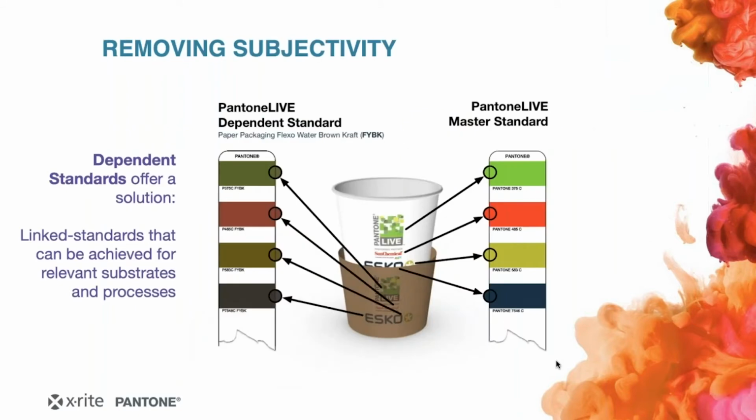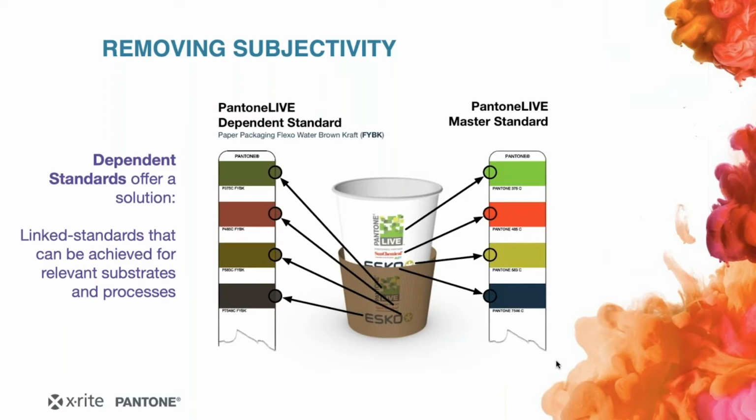We create what we call a dependent standard. So this is where PantoneLIVE comes in. Instead of having every ink supplier, every print supplier come up with their own best answer, we've worked to develop a set of dependent standards that can be widely used by all those suppliers, where we're going to give them an already good, achievable standard that we're trying to match to that original master standard.